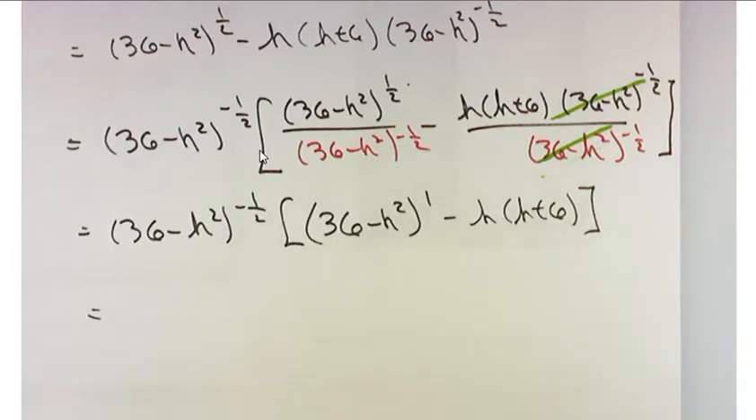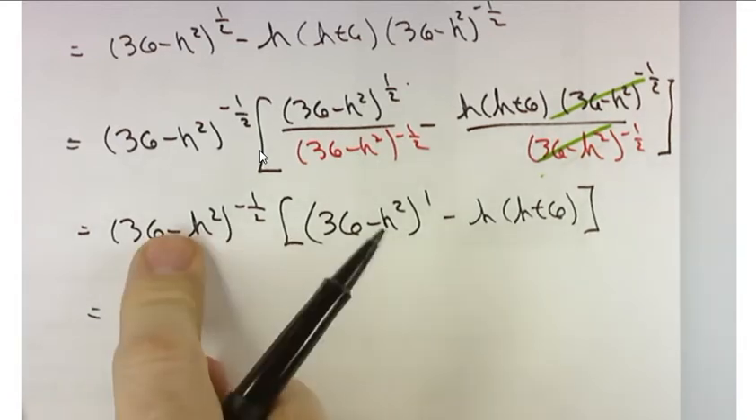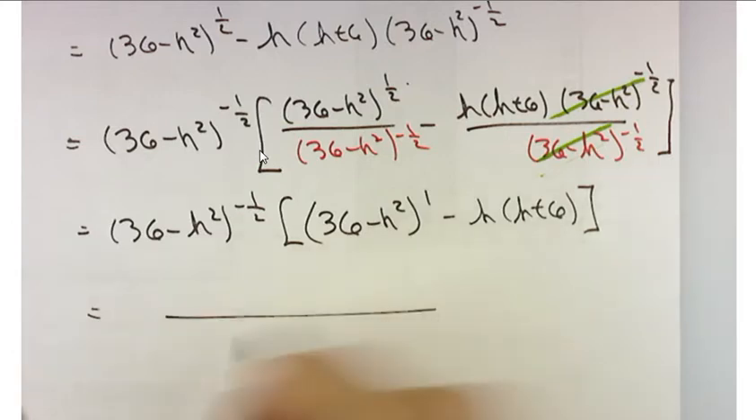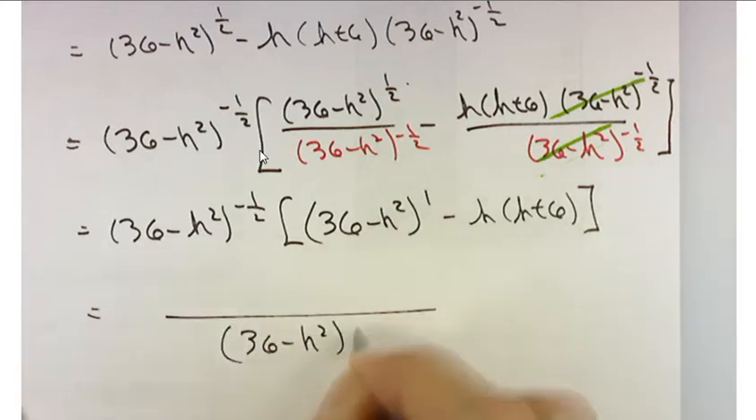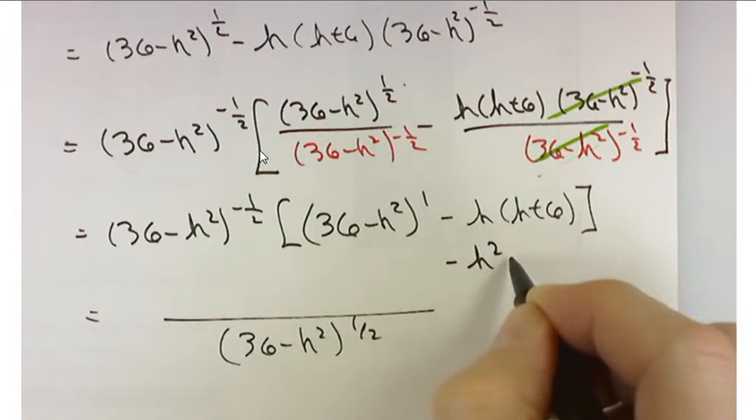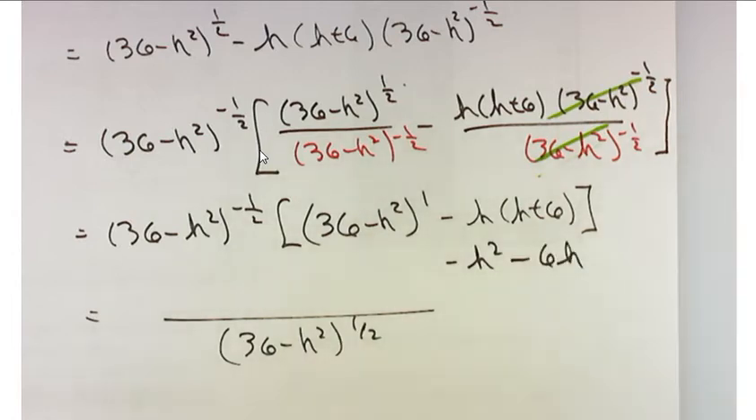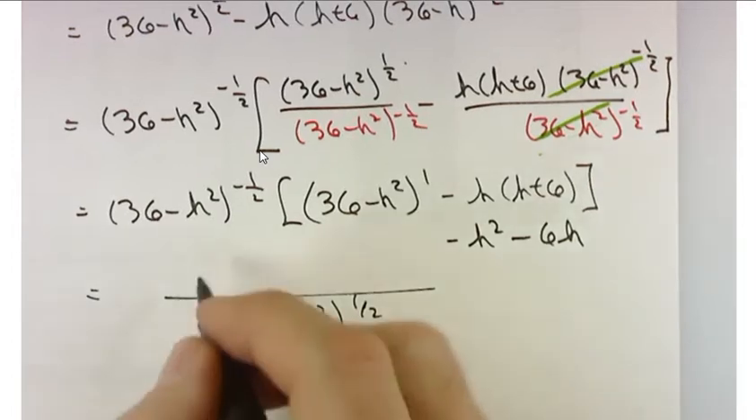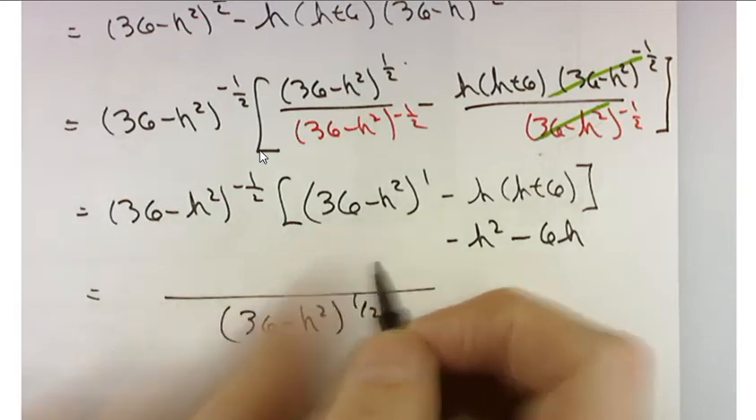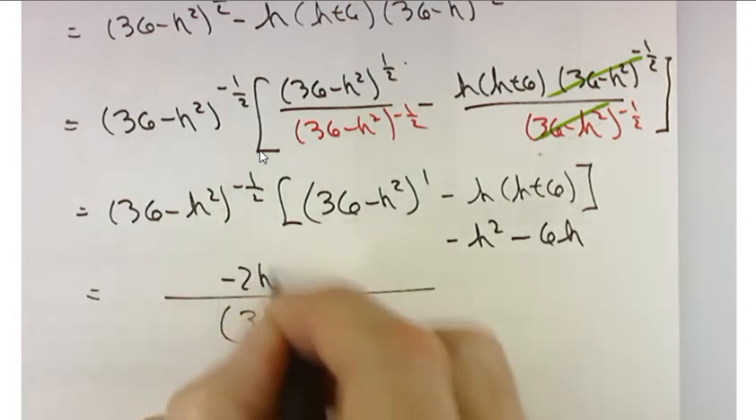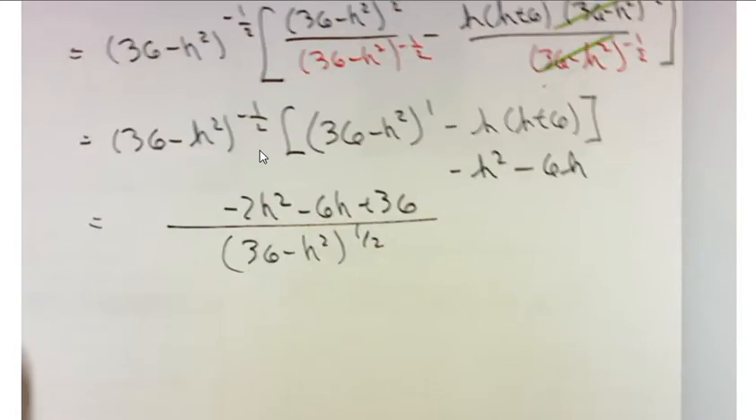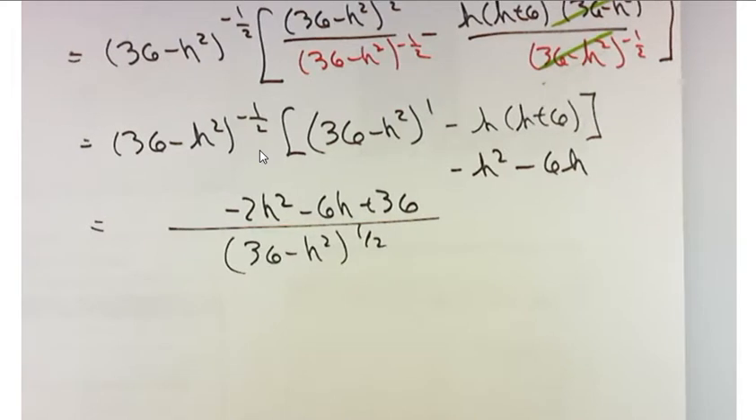Okay, well, let's keep going. This term can come into the denominator. So what I'll be left with, I have a (36 minus h squared) to the 1/2. In the numerator, this is going to be a minus h squared minus 6h. So overall, I'll have minus 2h squared minus 6h plus 36. All right, so that's my derivative.